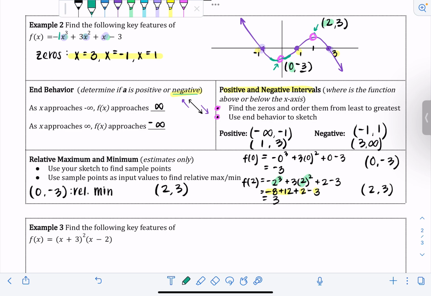And then for 2, 3 up here, it's directly above the point surrounding it. And your sketch doesn't have to look exactly the same, but it'll have a point in that general vicinity that is also higher than the point surrounding it. So it'll always have a relative, in this case max, around that area. So like I said, 2, 3 is above the points around it, so it would be a relative max.